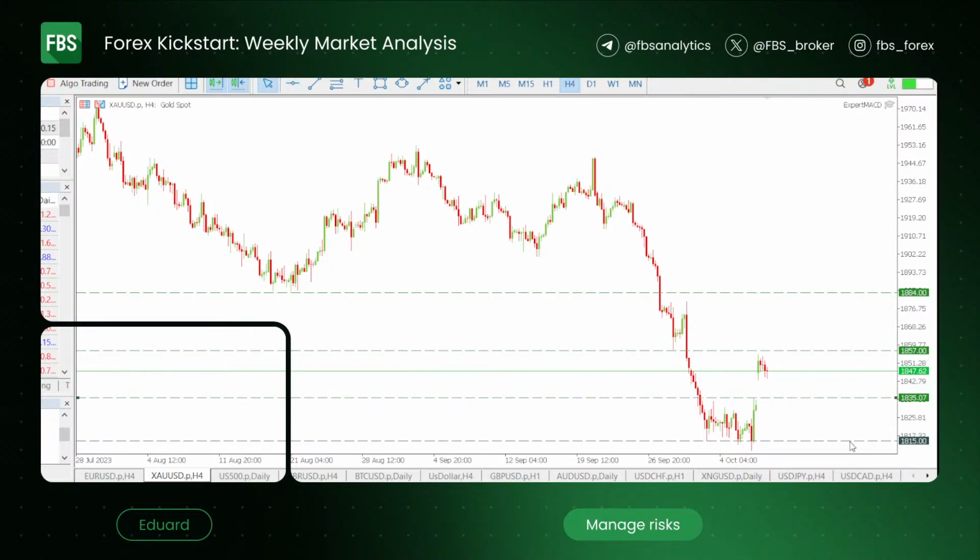Therefore, the gap can be closed to the level of 1835. I have written about this particular event today in the daily market analysis.